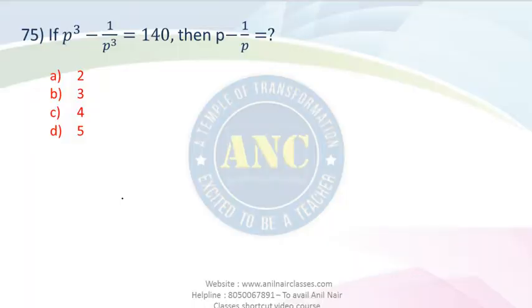Next, question number 75. Now see here, in all our previous questions, what we were given is the value of p minus 1 by p as some constant, and we were finding the p cube minus 1 by p cube value. Now this is the reverse question. In this question, the p cube minus 1 by p cube value is given and we are interested in finding the p minus 1 by p value. This is exactly the reverse of what we have solved in the previous cases.